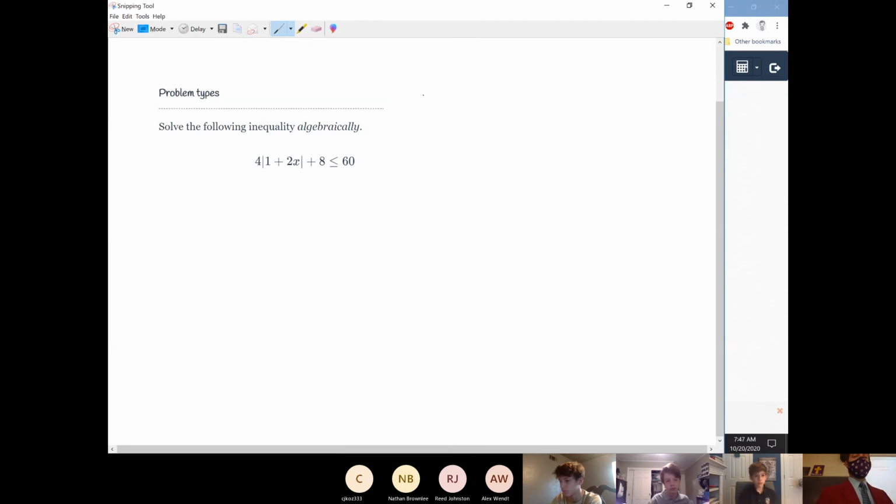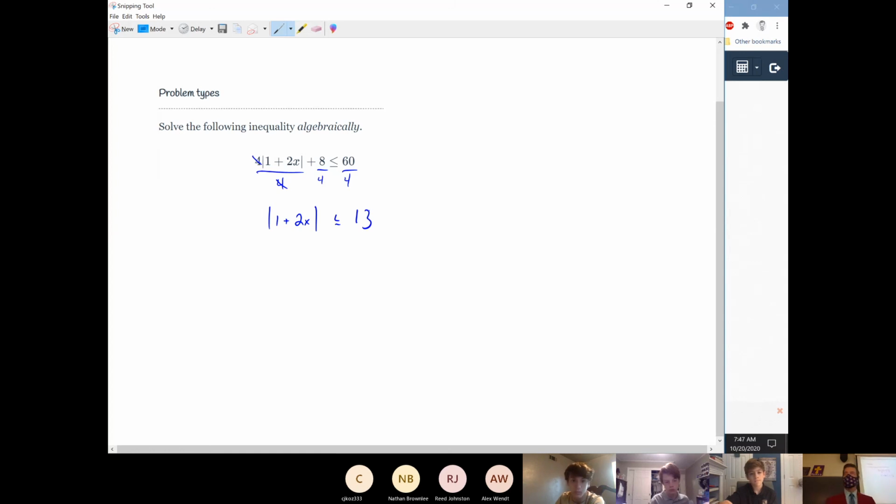Looks like everything divides by 4, so I'm gonna go ahead and divide by 4 right off the bat. So get absolute value by itself, 2x. What's 8 divided by 4? What's 60 divided by 4? Can I subtract 2 from 15 and get 13? Absolutely. All right, so 13, there we go. Isolating absolute value is the first step.